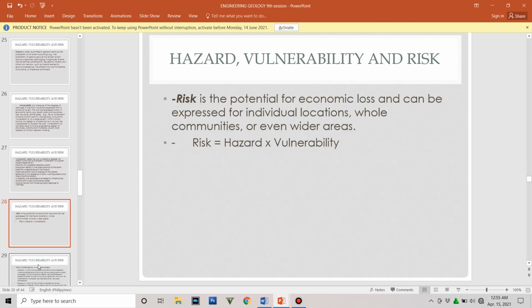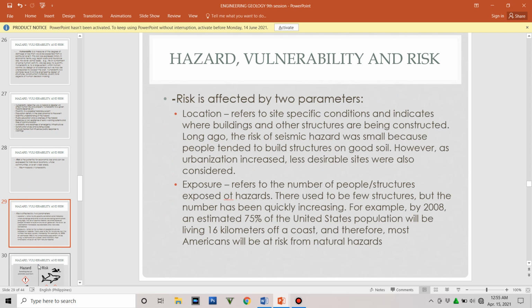So, moving on to the risk. Risk is the potential for economic loss and can be expressed for individual locations, whole communities, or even wider areas. So, risk is actually the product of hazards times vulnerability. So, it is actually affected by two parameters. Number one is the location. And then we have also the exposure. So, location refers to site-specific conditions and indicates where buildings and other structures are being constructed.